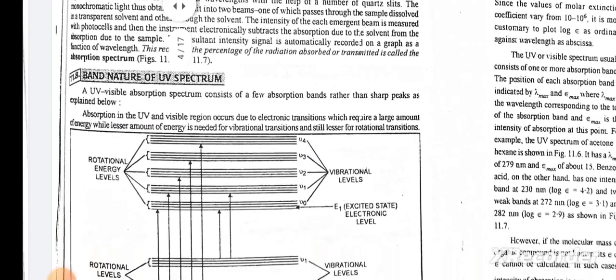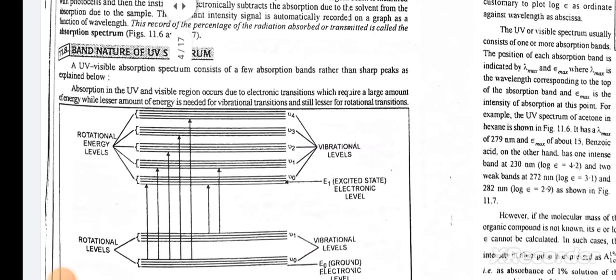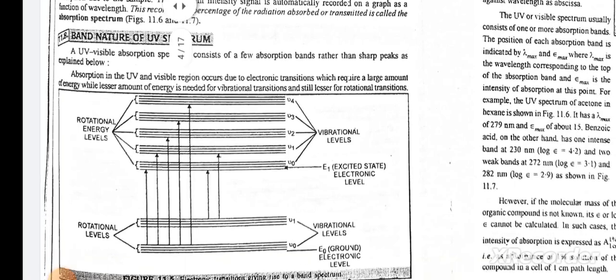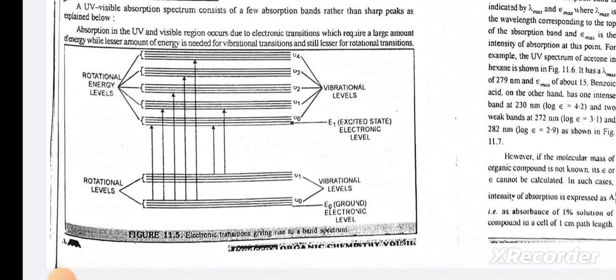Figures 11.6 and 11.7. Band nature of UV spectrum. A UV visible absorption spectrum consists of a few absorption bands rather than sharp peaks, as explained below. Absorption in the UV and visible region occurs due to electronic transitions which require a large amount of energy, while a lesser amount of energy is needed for vibrational transitions and still lesser for rotational transitions. Figure 11.5, electronic transitions giving rise to a band spectrum.